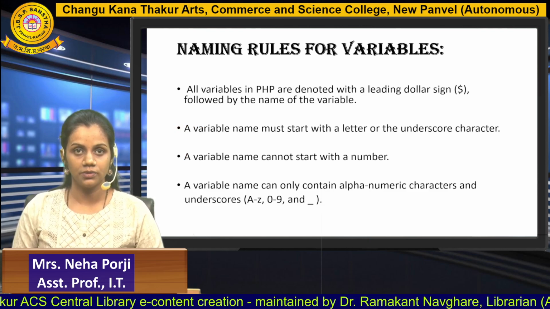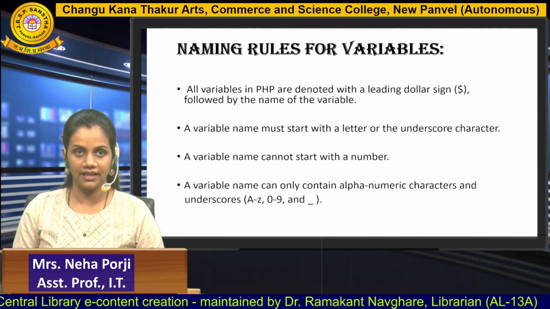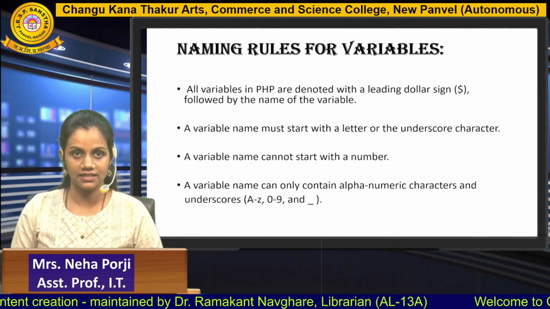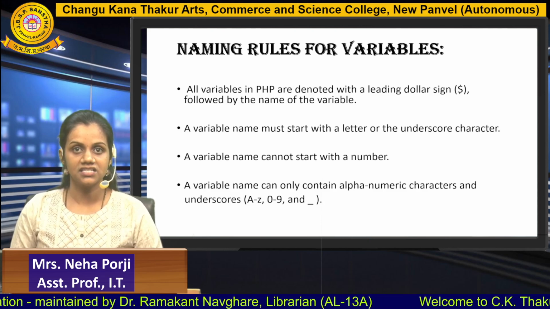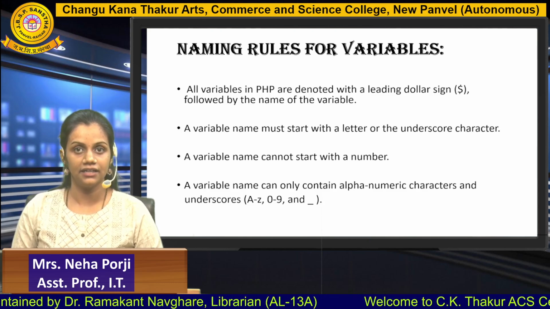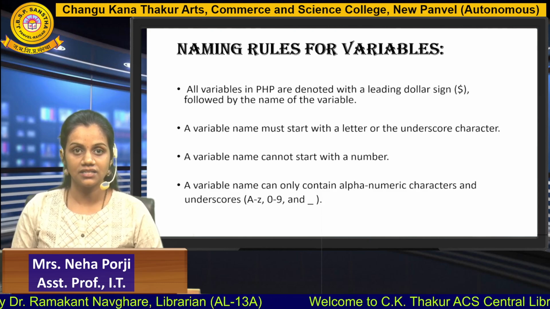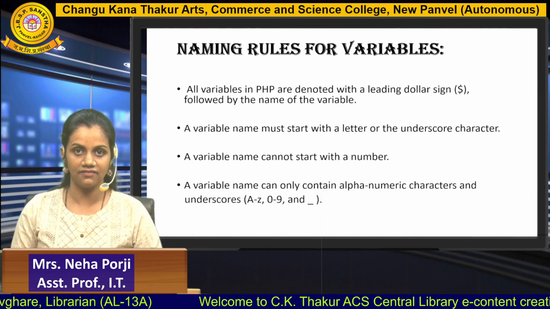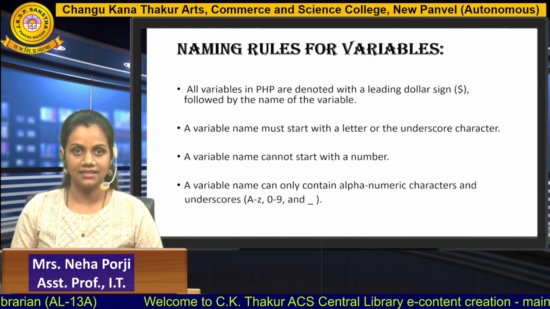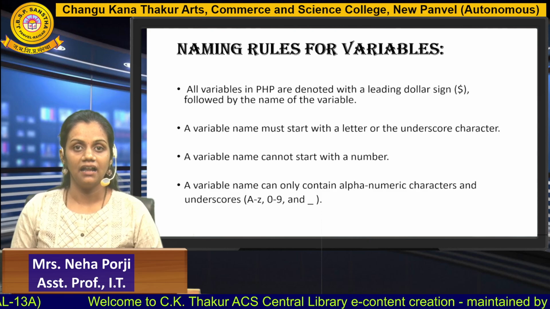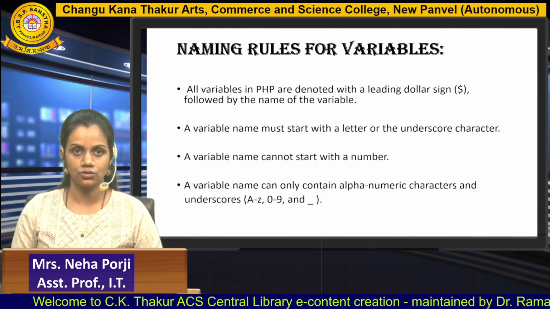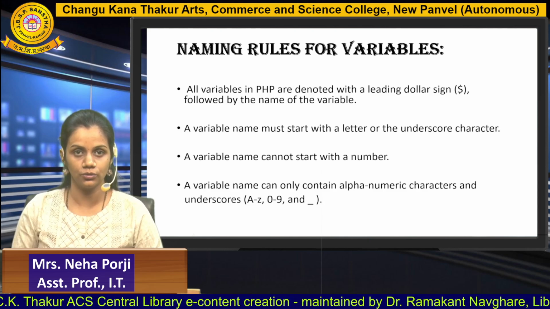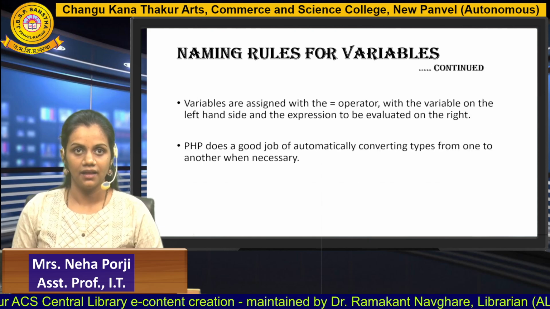There are some rules to be followed when we declare a variable. First, as we discussed, it should start with a dollar sign. Then the variable must start with a letter or an underscore character. So it cannot start with a number. That is our third rule. It can be alphanumeric characters with an underscore sign, that can be A to Z or 0 to 9 with an underscore sign.